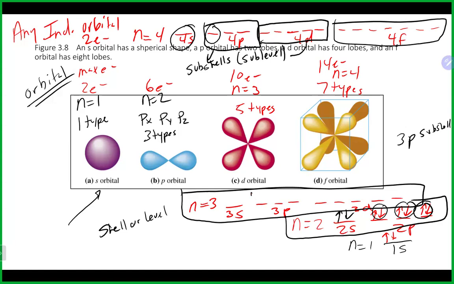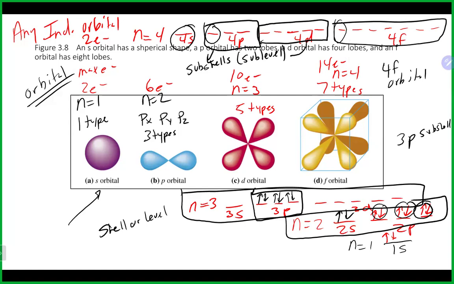6 is correct. So all 3 of those make up the 3p subshell, where they each could hold 2 electrons, which gives you 6. How many electrons could I put in a 4f orbital? The answer is 2. That's the trick question, because an orbital is each of these individual lines that can only hold 2.